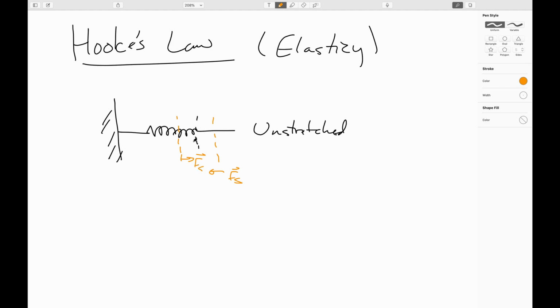Now, we'll call this amount of stretch here delta x. And usually the way this is done is we'll say that this is delta x equals 0 at the unstretched length. If you are pulling off to the right here, this would be delta x is positive. Over to the left here is delta x is negative.